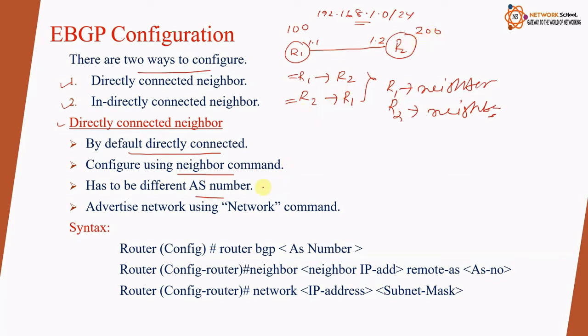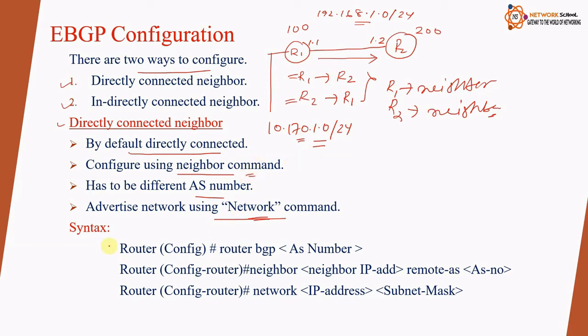If we are advertising a prefix or a network from R1, let's say 10.1.71.0/24, to its neighbor R2, we have to use the network command. When we use the network command, this prefix will be advertised from R1 to R2. So we should remember that we use the network command for advertising the prefix, and the neighbor command for setting up the neighborship.